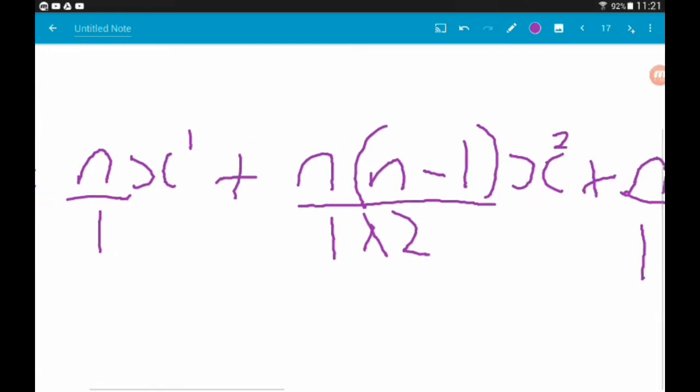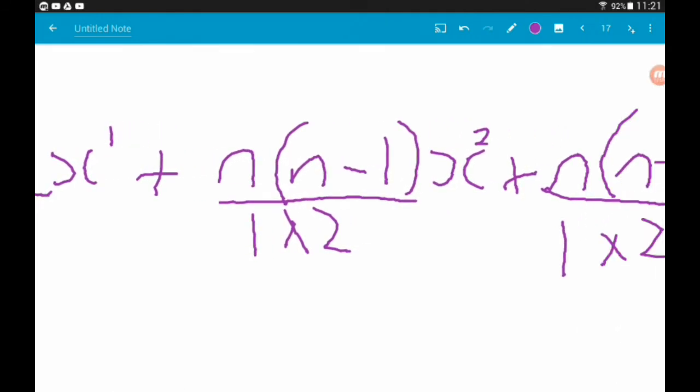Then our next term is n times (n minus 1) over 1 times 2 times x squared, or x to the power of 2. So this time we have two factors up on top. We also have two factors on the bottom. Remember, 1 times 2 is made up of two factors, 1 and 2, and up on top, n is a factor and n minus 1 is a factor. So again, a power of 2, and we have two factors on top, two factors on the bottom.